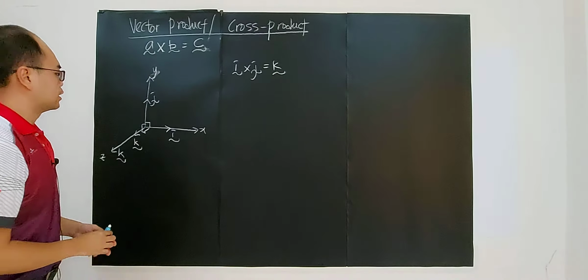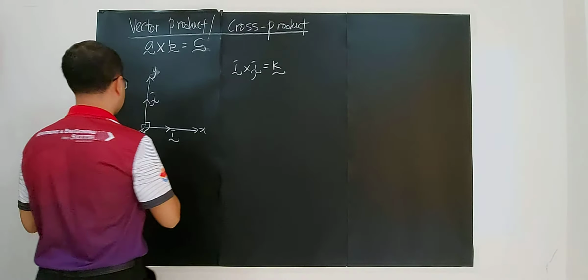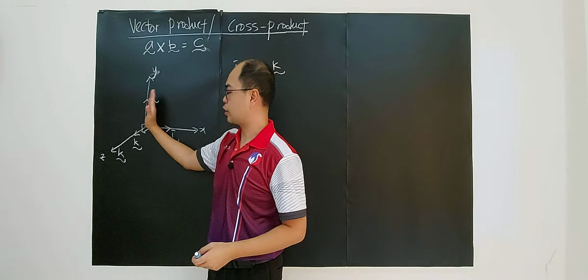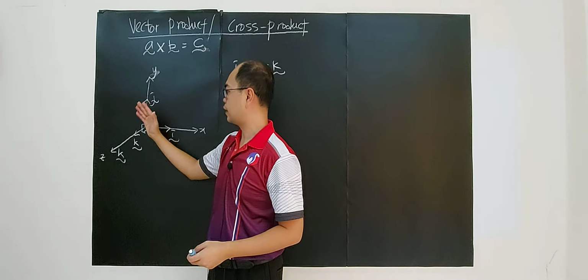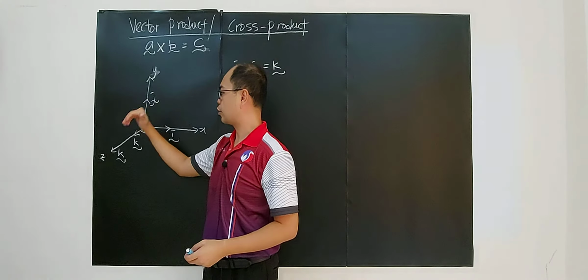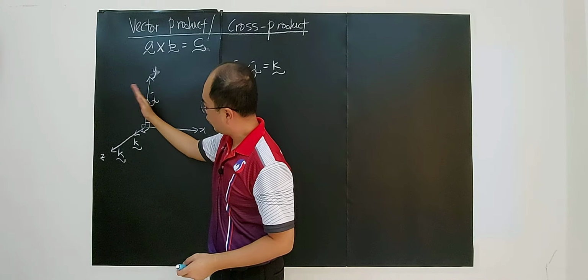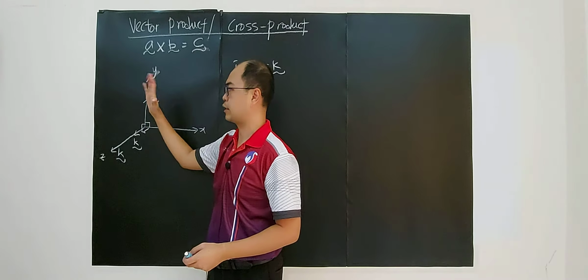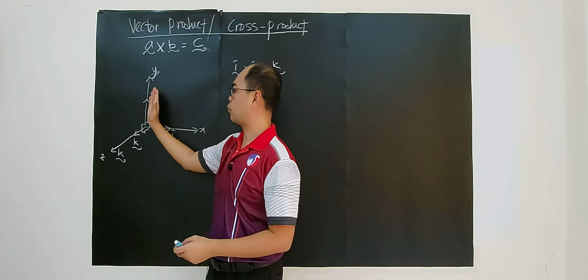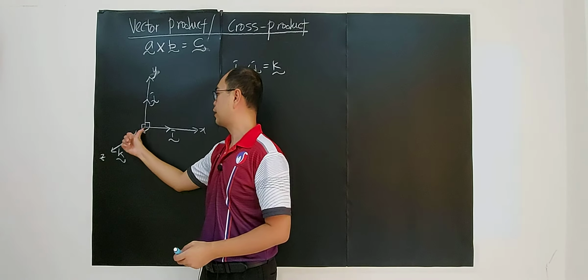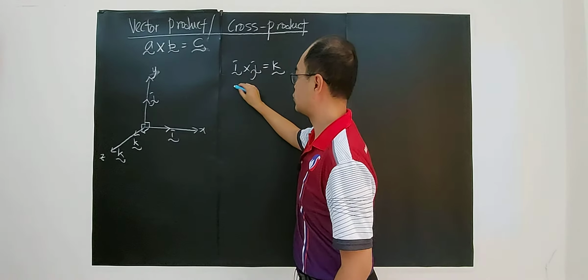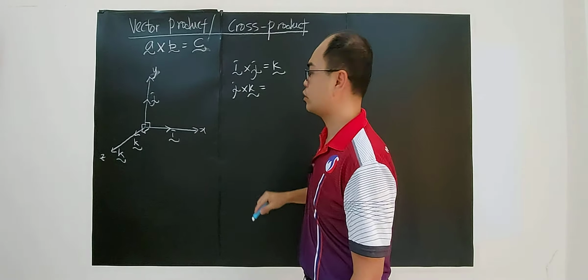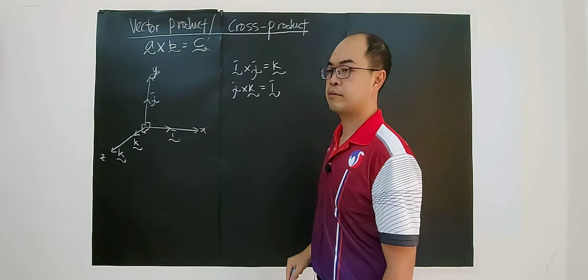Same thing here. If I take j cross k, this is your j axis crossing with k, so it goes from y to z. That is an anti-clockwise direction, can you see that? So j cross k gives you the unit vector i.